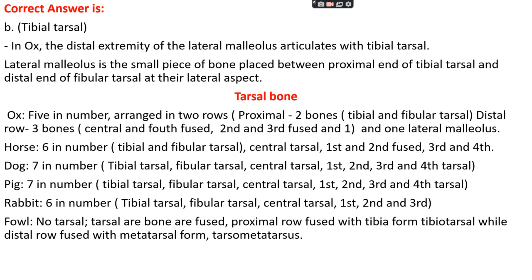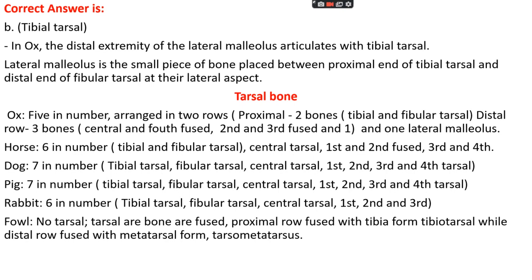Okay, and these five tarsal bones are arranged in two rows. The proximal row contains two bones, that is the tibial and fibular tarsals, while the distal row contains three bones, that is the fused central and fourth tarsals, the fused second and third tarsals, and the first tarsal. In case of horse, it is six in number: the tibial and fibular tarsals, central tarsal, fused first and second tarsals, and third and fourth.